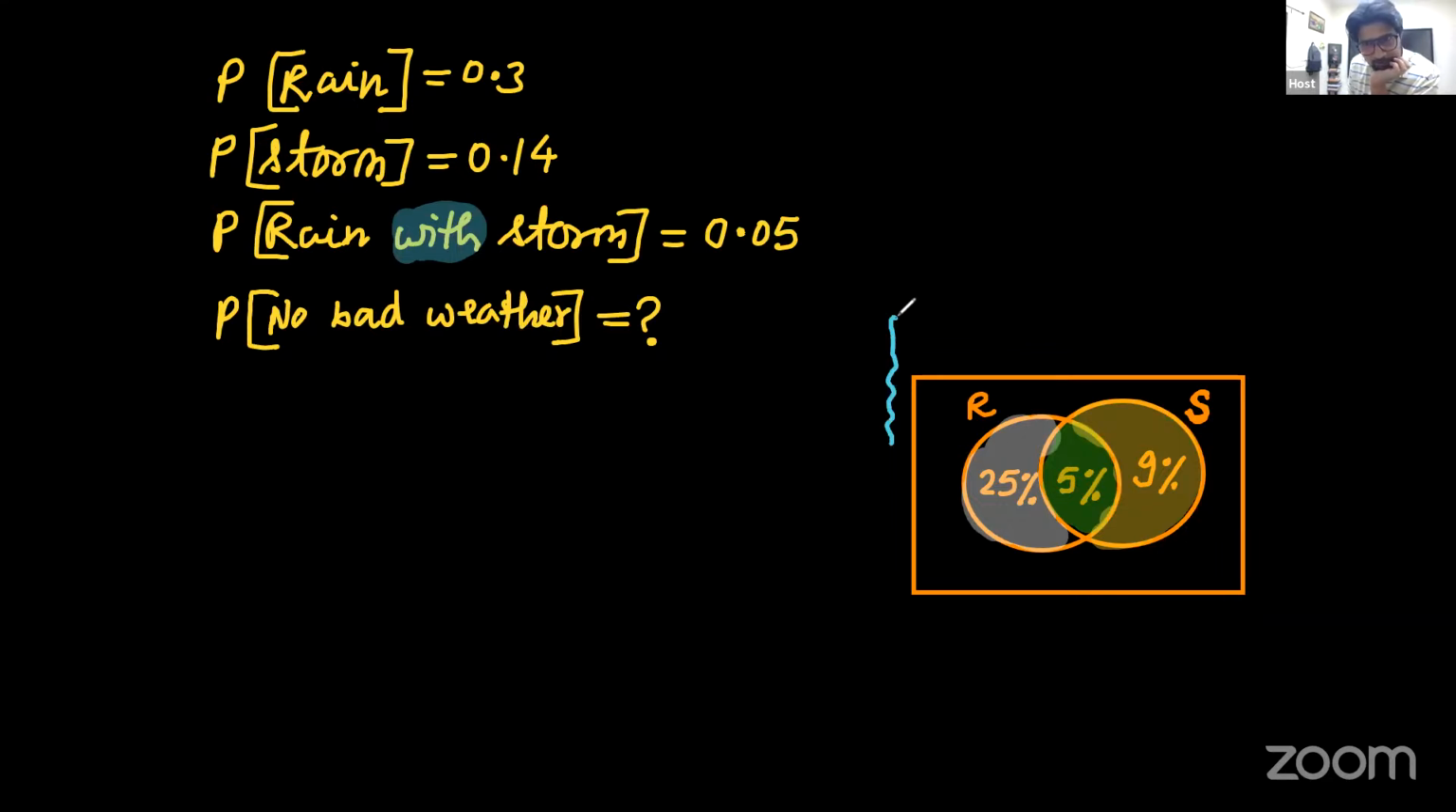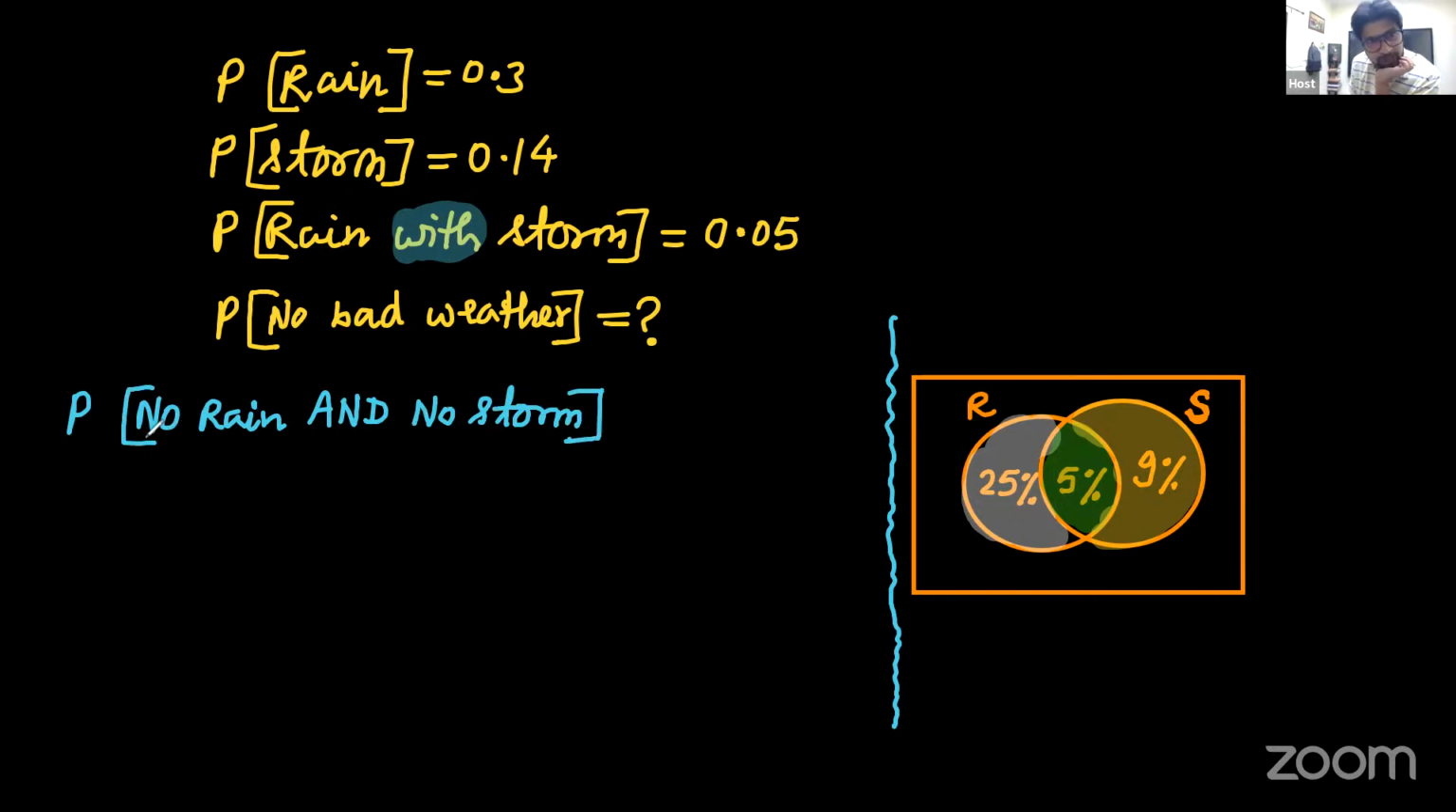And for a moment, let's say that I have not drawn this Venn diagram. No bad weather probability means that you are going to have no rain and also no storm. No bad weather means no rain and no storm.